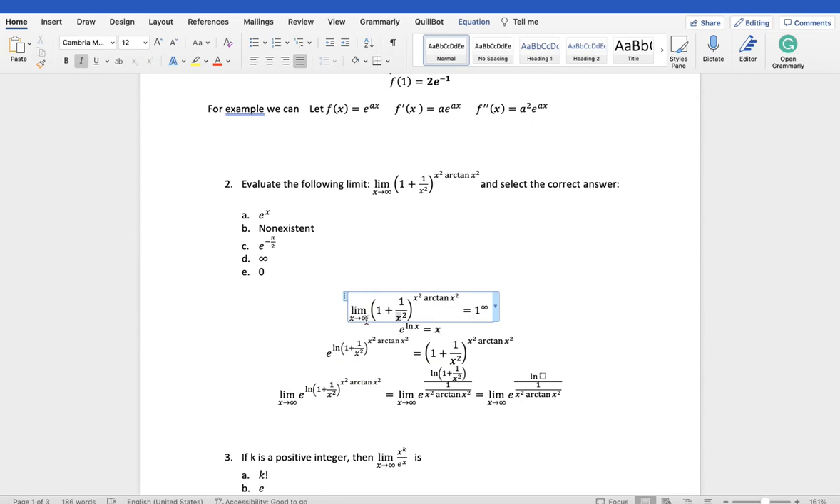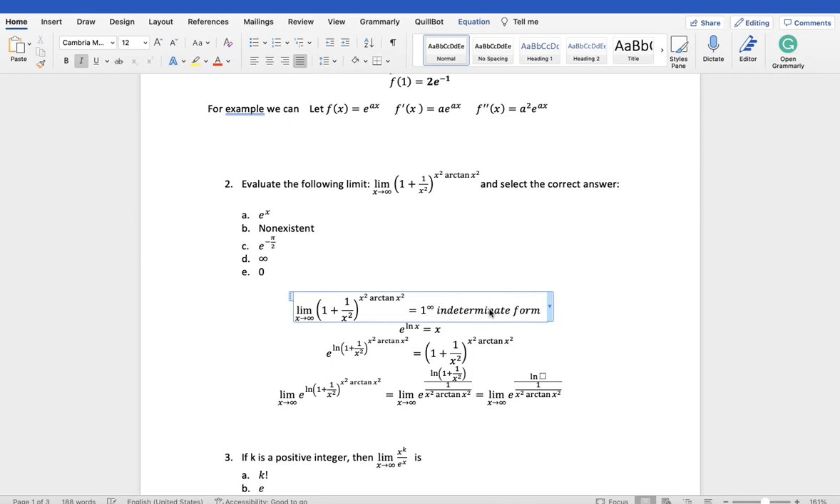And we said that if you substitute the value of x into this expression, you would get 1 to the infinity, okay? Because you have 1 plus 1 over infinity, which is 0, so 1 to the x squared, which is infinity, multiplied by whatever value arctan x squared gives you. So it's infinity multiplied by a constant, which just gives you infinity. So you have 1 to the infinity, which is an indeterminate form, right?